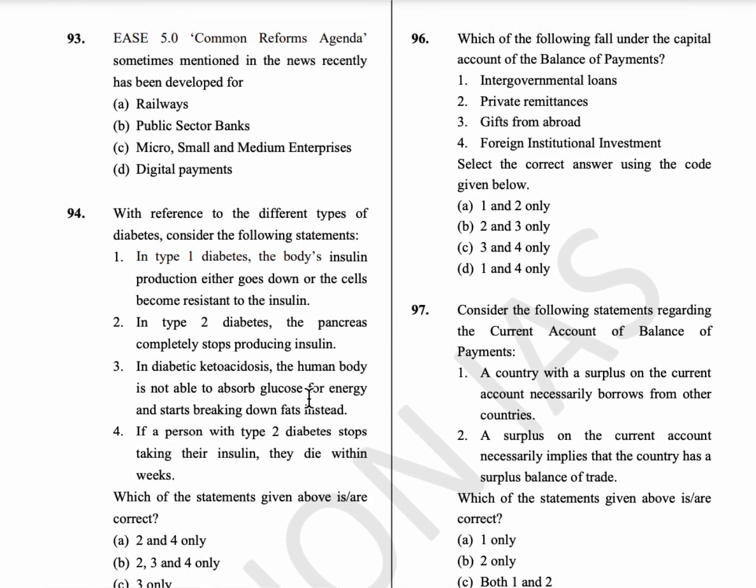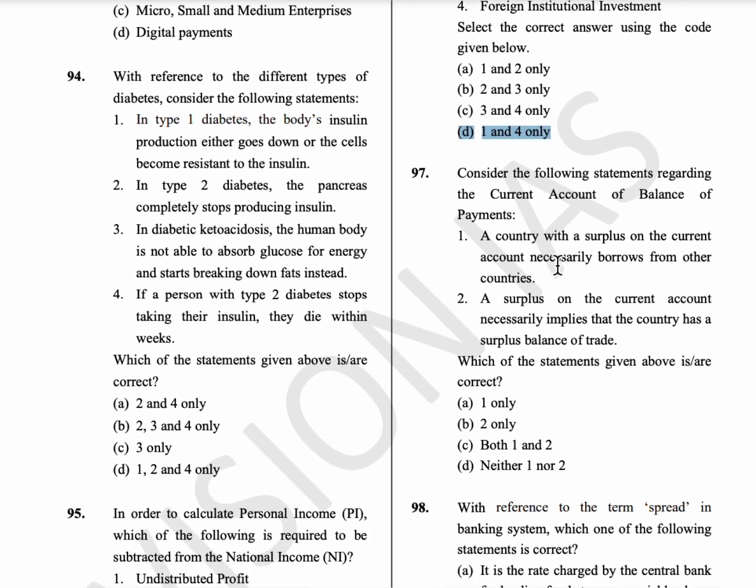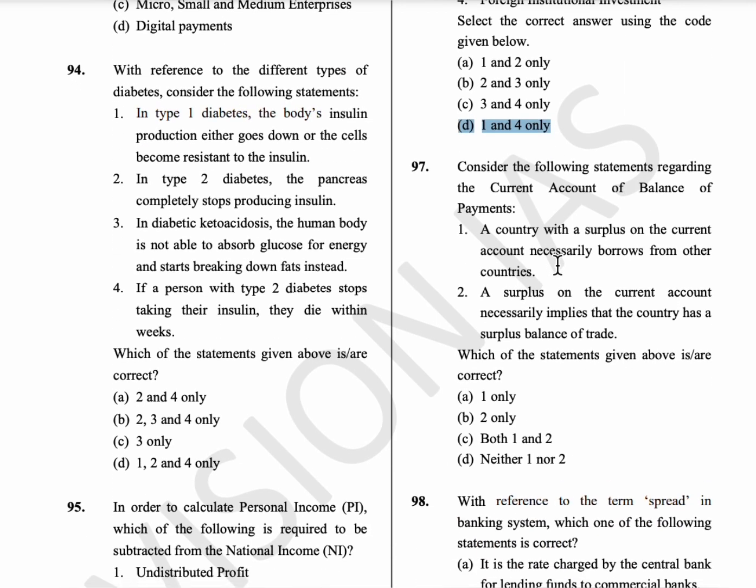96th question, which of the following fall under the capital account of balance of payment? So only intergovernmental loans and foreign institutional investments, only 1 and 4 fall under the capital account. 97th question, consider the following statements regarding current account of balance of payments. First statement is, a country with a surplus on current account necessarily borrows from other countries. If we have current account surplus, that means we have more money, so why will we borrow from other countries? We will not borrow. Okay, so first statement is wrong.